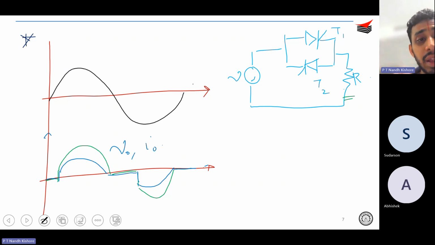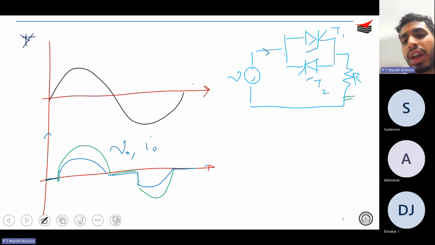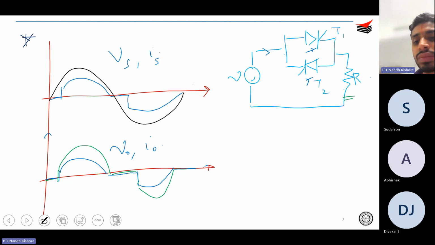So what will be IS, right? Your source current will flow only when either of these two thyristors is on. Either T1 or T2 needs to be on. Therefore, you will see that your input current waveform is also going to be something like this. Okay, so this is your Vs and Is.